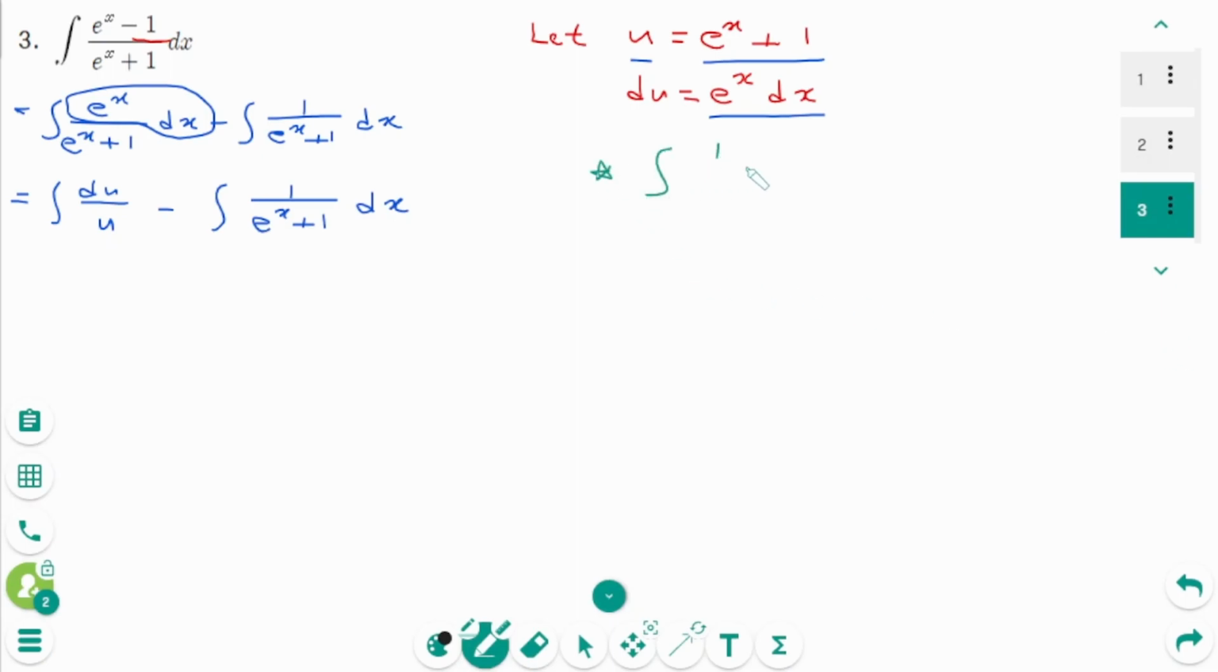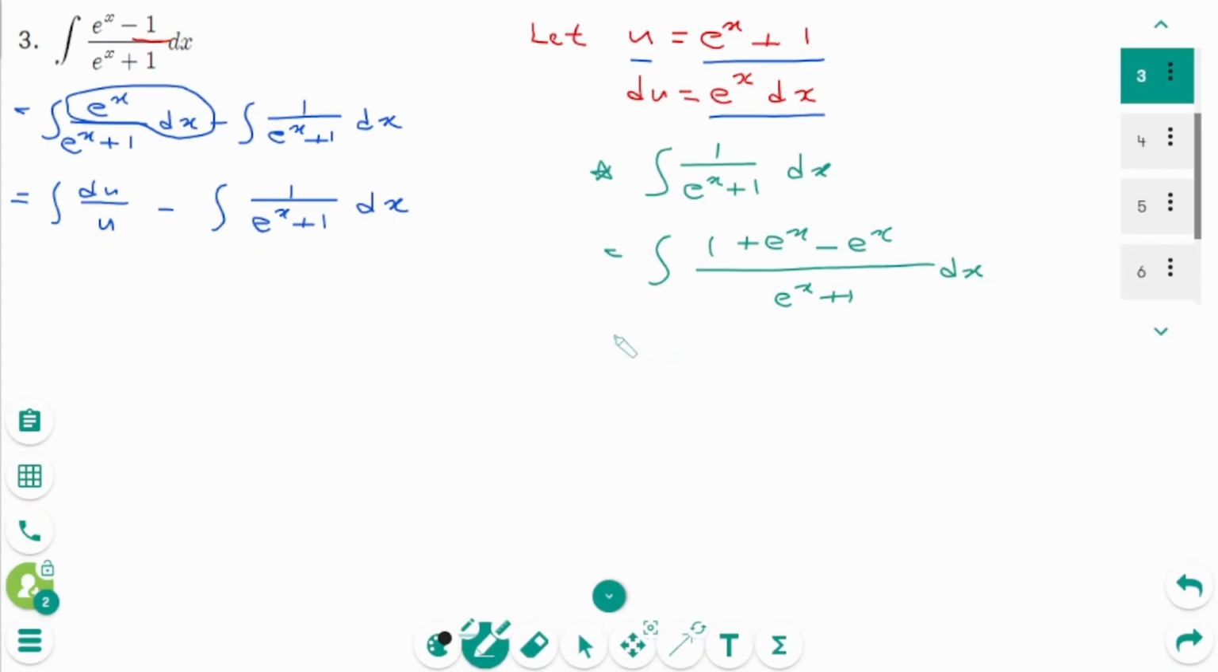The integral of 1 over e to the power of x plus 1 dx equals the integral of 1, then plus e to the power of x minus e to the power of x. This is equivalent to adding 0, then over e to the power of x plus 1 dx. Now write separately the integral of this part is 1 minus this part, e to the power of x over e to the power of x plus 1 dx.